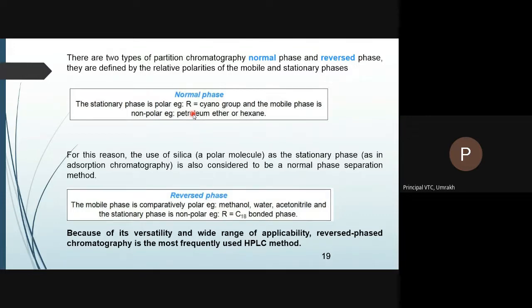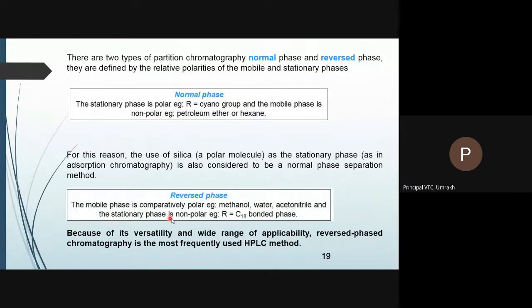And in normal phase chromatography, your mobile phase will be non-polar, for example petroleum ether or hexane. That will be used as a mobile phase in normal phase partition chromatography. While in reverse phase partition chromatography, your mobile phase will be comparatively polar compared to the stationary phase. Examples of polar mobile phases are methanol, water, and acetonitrile. That can be used as a mobile phase.